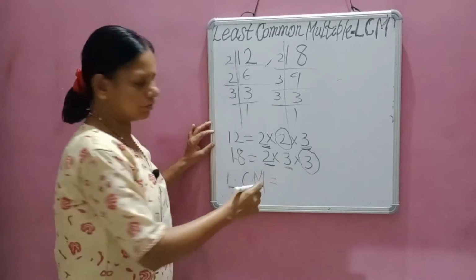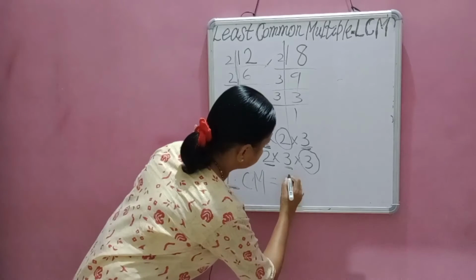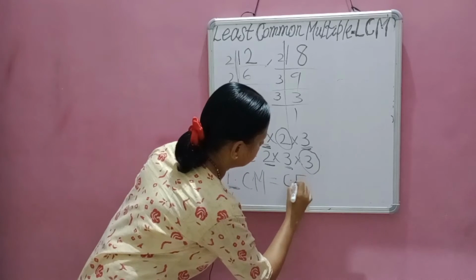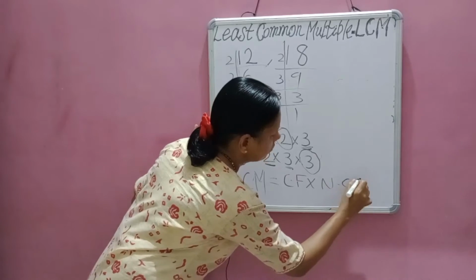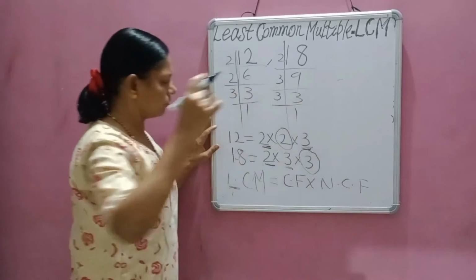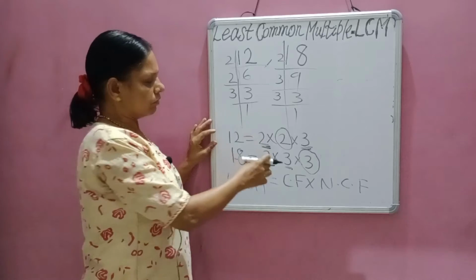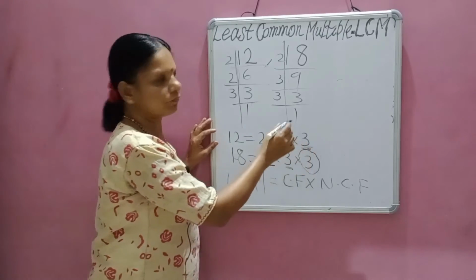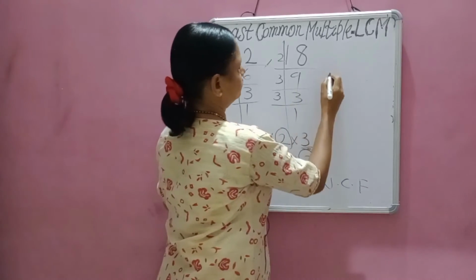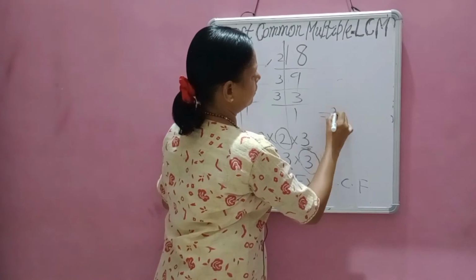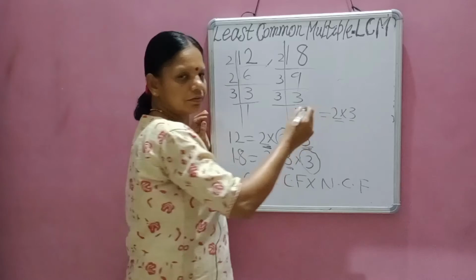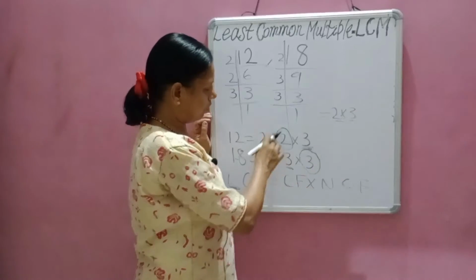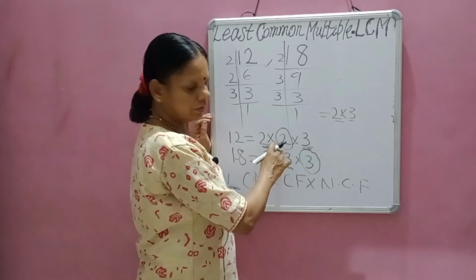Common factors into non-common factors. Which are the common factors? 2 and 3. That is equal to 2 into 3, one time. This common factor, right? One time. Non-common factors, all factors, which is put in circle 3.